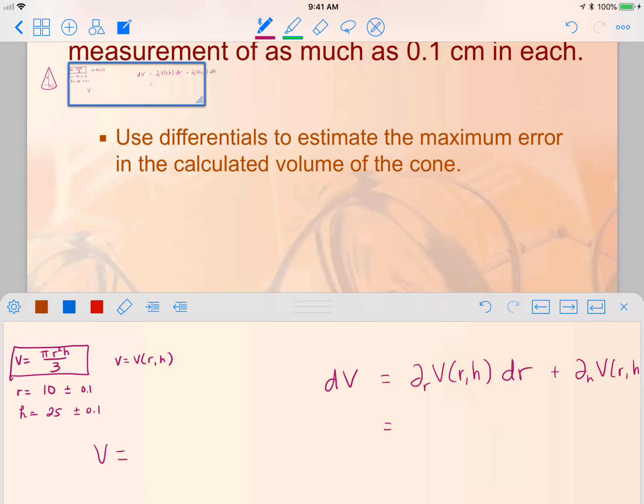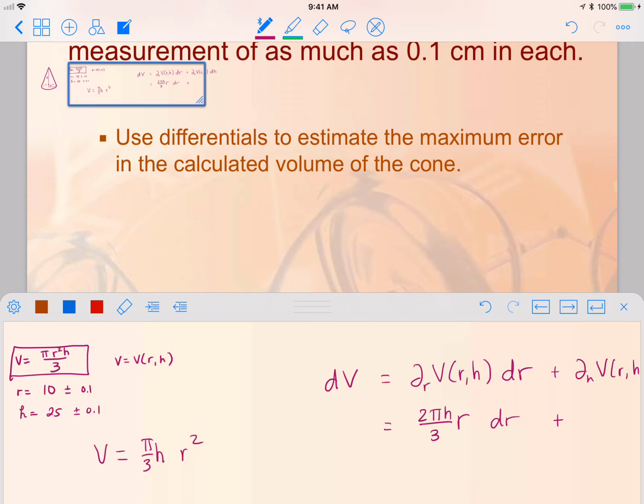Okay, so if we say V is equal to, if we write it like this, pi H over 3 times R squared, now the pi H over 3 is just a constant with respect to R. So we'll get 2 pi H over 3 times R. Okay, and now that's dR.